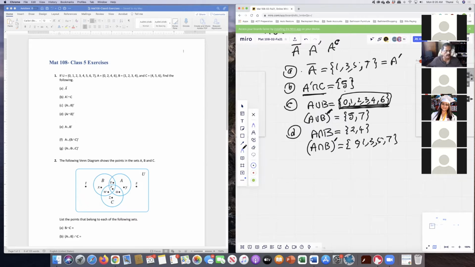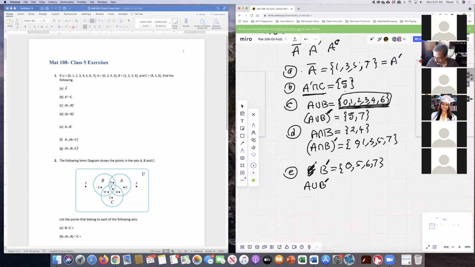Part E is A union B prime. Okay, so what should I find first? I have to find B prime first. I'm trying to find A union B prime, so B prime is needed first. That means complement of B. Okay, what are they? 0, 5, 6, 7.